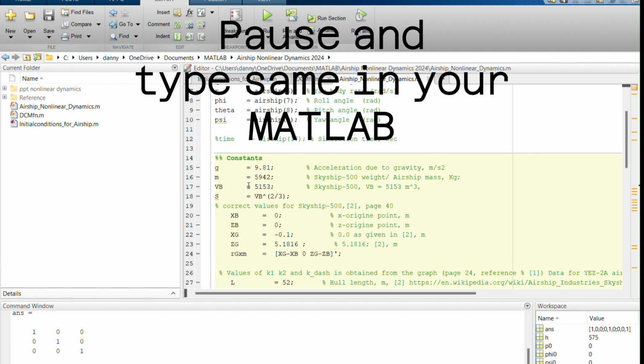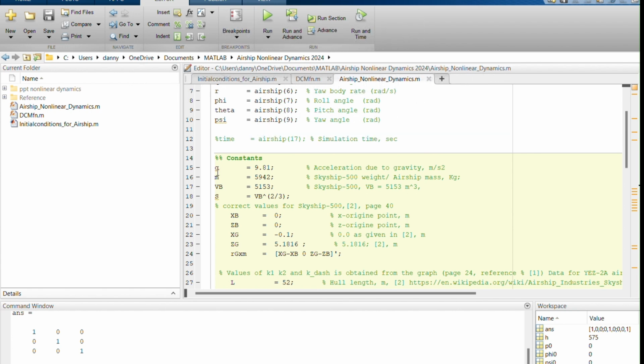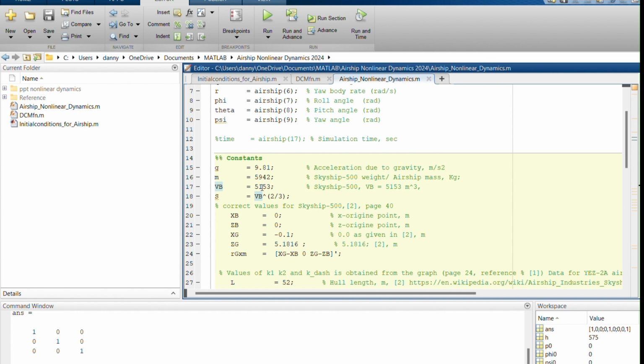the very basic constants are the acceleration due to gravity, and then we have the mass of the airship. In our case, Skyship 500 is the airship, and its mass is around 5,942 kilograms. Then the volume of the airship is 5,153 meters cubed.